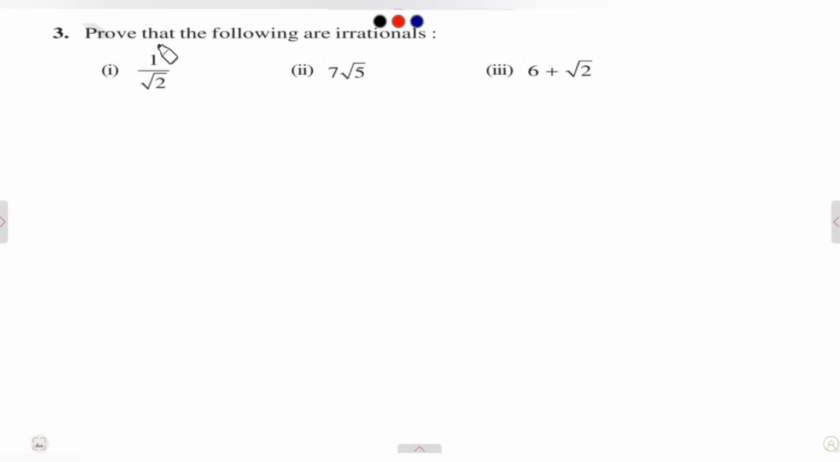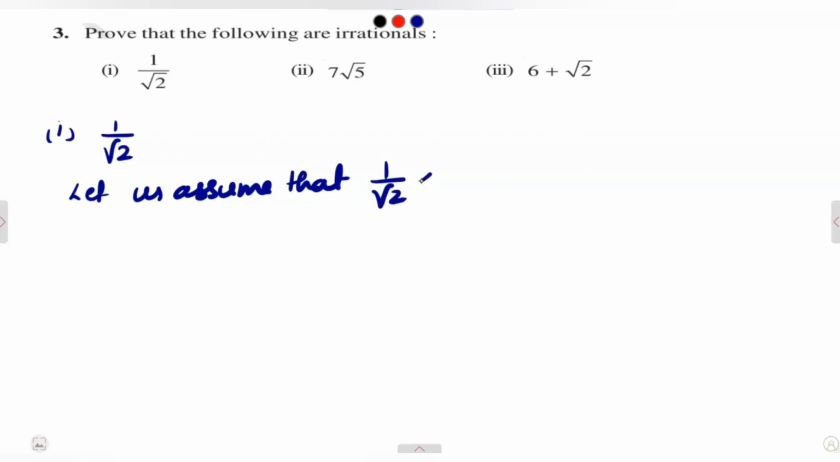The third question is, prove that the following are irrational. The first one is 1 by root 2, the second one is 7 root 5 and the third one is 6 plus root 2. This we need to prove as irrational. So let us take them one by one. The first one is 1 by root 2. We need to prove it as irrational. So in contrary to that, let us assume that 1 by root 2 is a rational number. We need to prove it as irrational, but we think of it as rational and start.